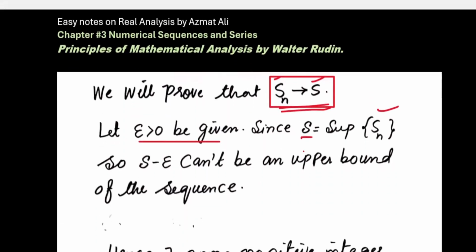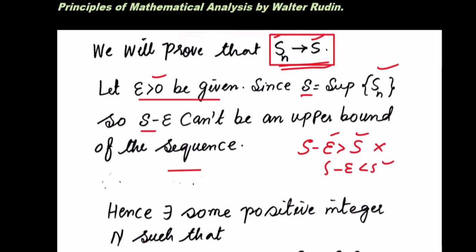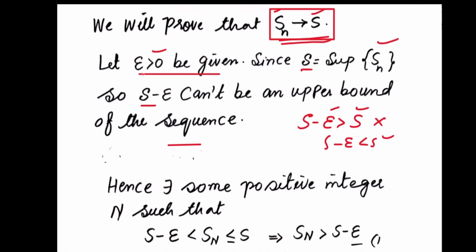now I want to ask, if S is the supremum and epsilon is a positive real number, then is it possible that S minus epsilon is greater than S? This is not possible, because when you subtract any positive real number from this real number, then automatically S minus epsilon will be less than S. So S minus epsilon cannot be an upper bound of the sequence because it will always be less than this real number S for a given positive real number epsilon. However small an epsilon you take, this number S minus epsilon will always be less than S.